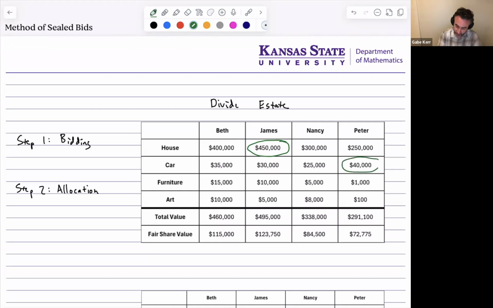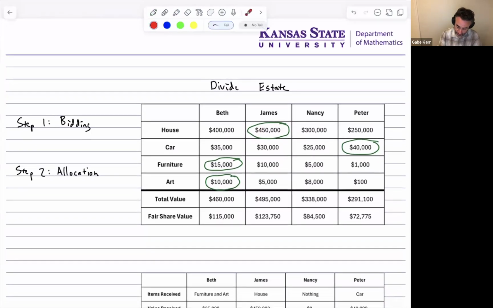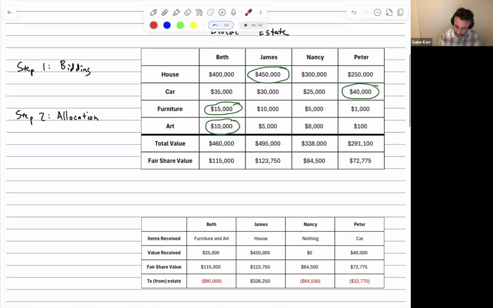For the car, Peter has the highest bid at $40,000. For the furniture, Beth has the highest bid. And for art, Beth also has the highest bid. Great. So we allocate to these players those items. And we can see down here in this chart, which I'll explain in a moment, that this is how the items are distributed. And you might say, well, Nancy is getting nothing. That's a problem. But this is a part of the method to deal with that problem.